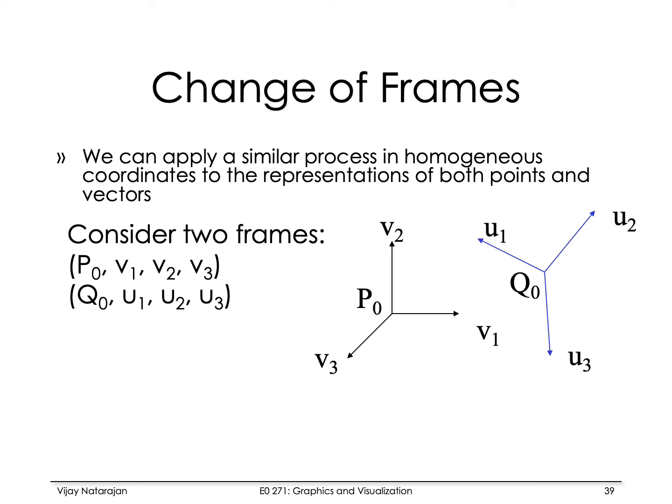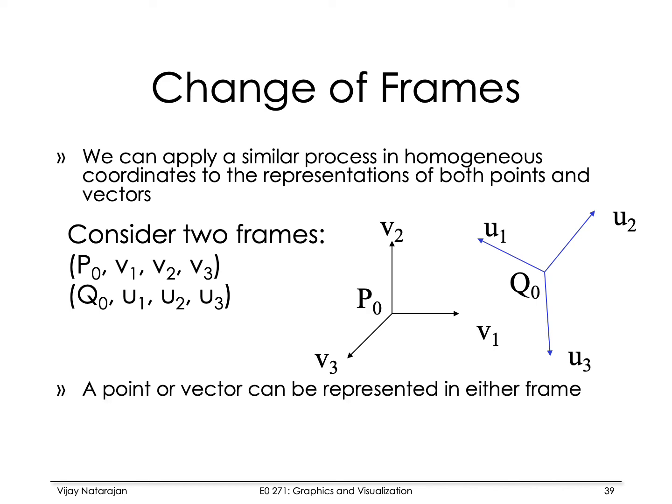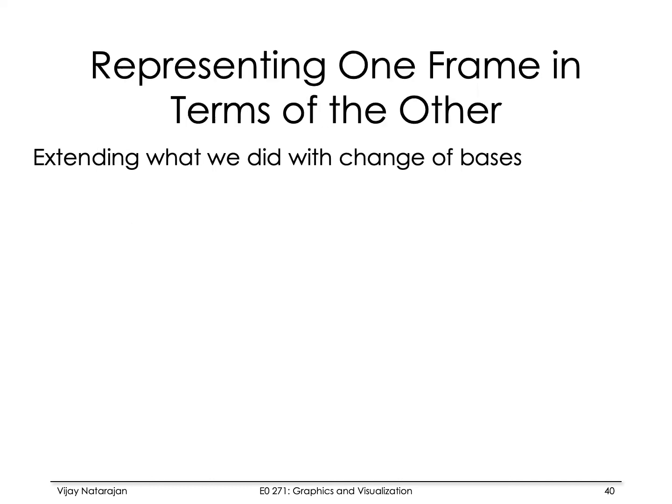Now let's assume that you have two frames, P sub 0, an origin, together with V sub i's, and Q sub 0, another origin, together with U sub i's. A point or a vector can again be represented in either frame. Let's assume that you can represent Q sub 0 and U sub 1, U sub 2, U sub 3 in terms of the first basis.